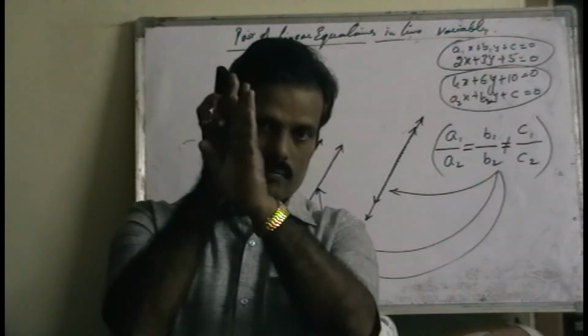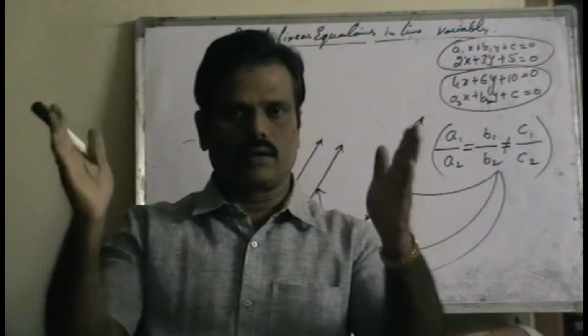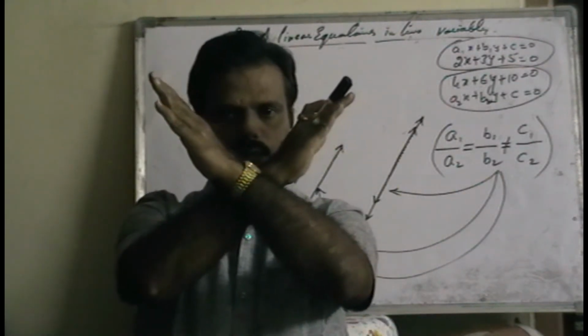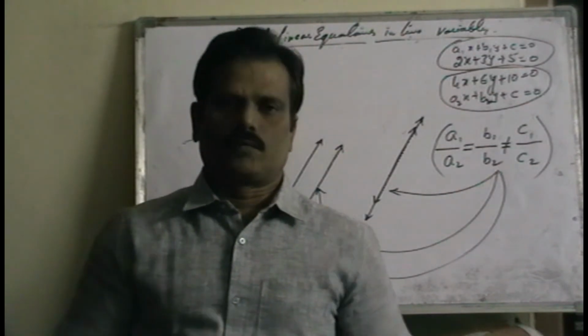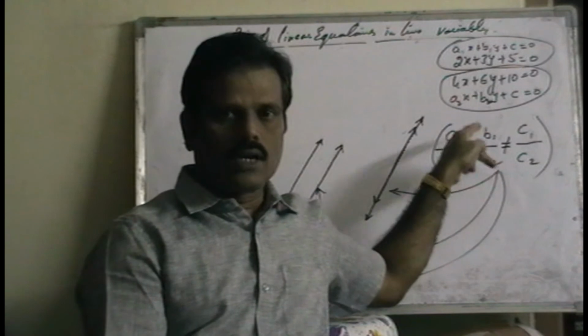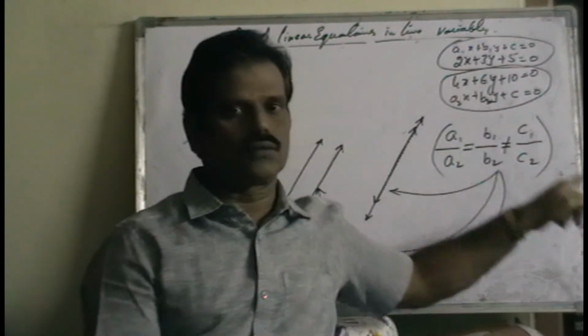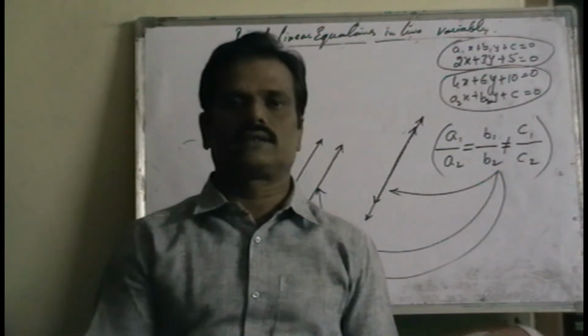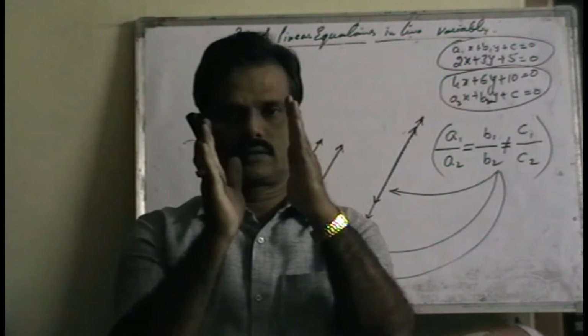All are equal. If all are not equal, they are intersecting lines. But if the first two coefficients, that means the x coefficient ratio is equal to the y coefficient ratio but not equal to the constants ratio, then we can say that the two lines are parallel lines.